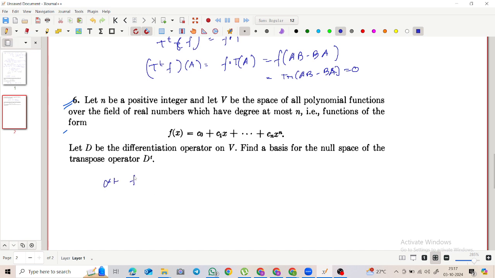Let p belong to... You are saying something? So can you think in this way, that the null space of D transpose equals the annihilator of the range space of D? I mean the identity we read in this theorem. Yeah, just a minute. No, he is right actually.